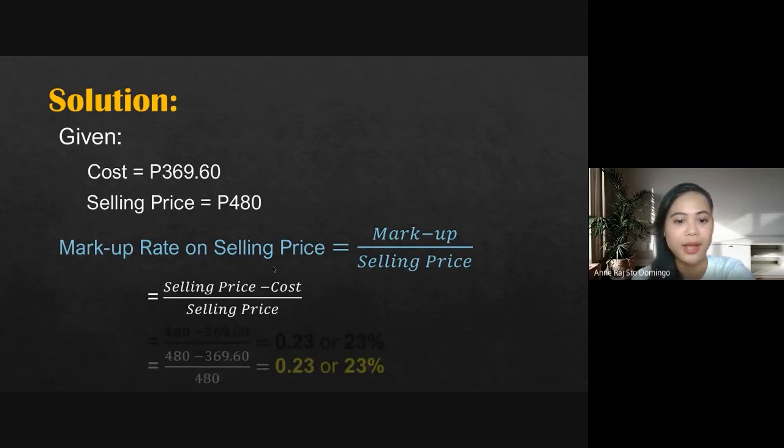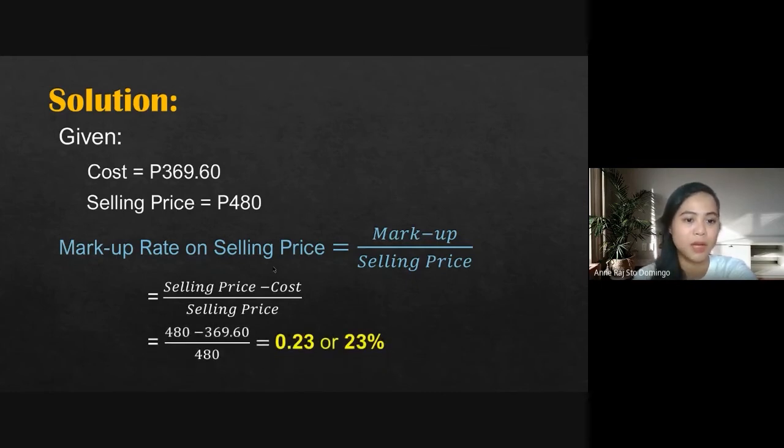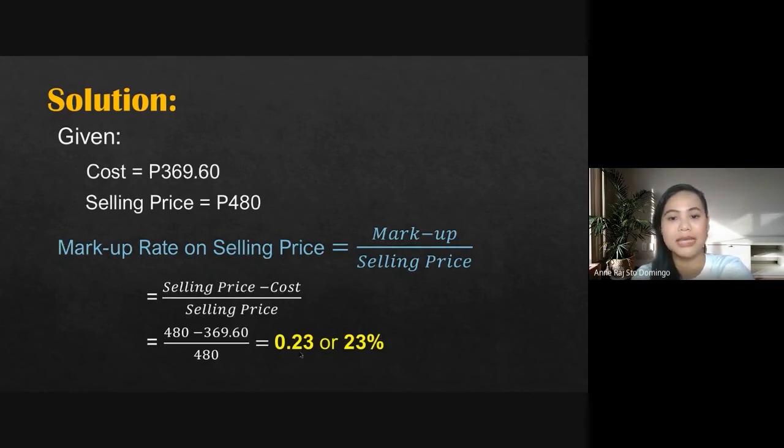So, let's now get the markup rate. You just substitute 480 to the selling price minus 369.60 over 480. And the answer is 23%. So, this is the markup rate on selling price. So, these are the examples.